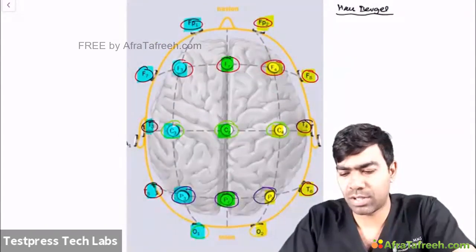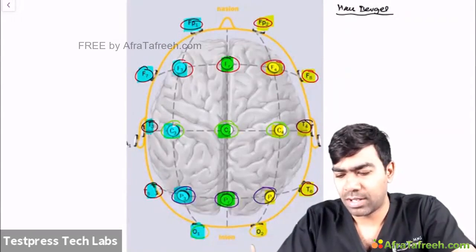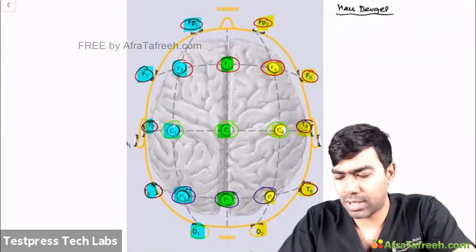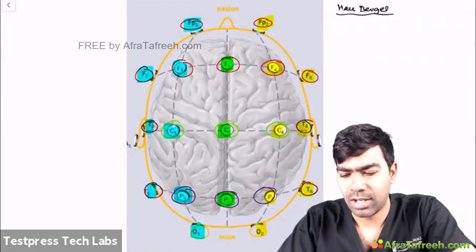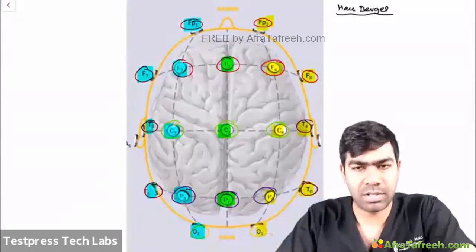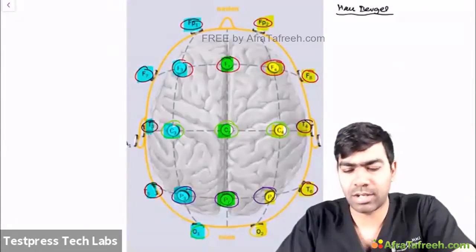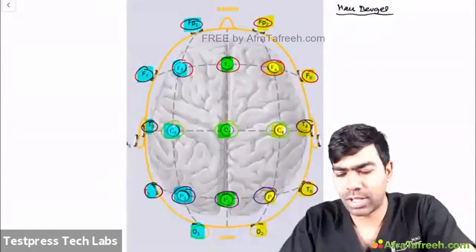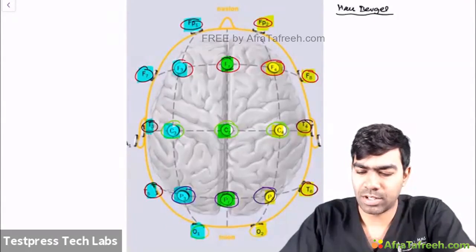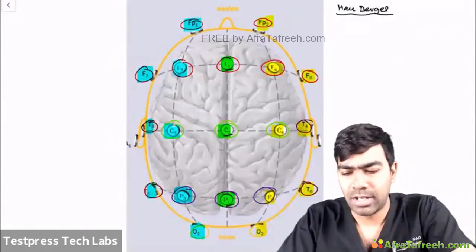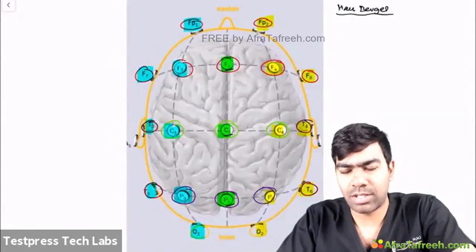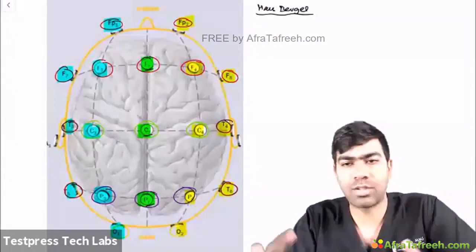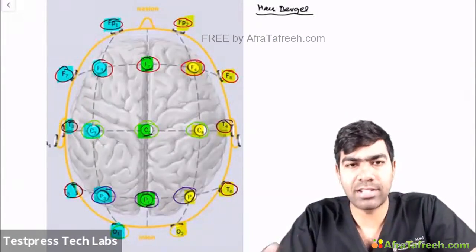So you can localize based on the letters like F, then you have C, T, P, O. So this tells frontal, central, temporal, parietal, occipital. Then you can see the numericals. So if it's odd, think about the left side. If it's even, think about the right side. And if it's Z, think about the exact midline. So midline means it will be showing the letter Z. So this is in short the terminology for the orientation to the EEG, but nevertheless, the findings are going to be more important.